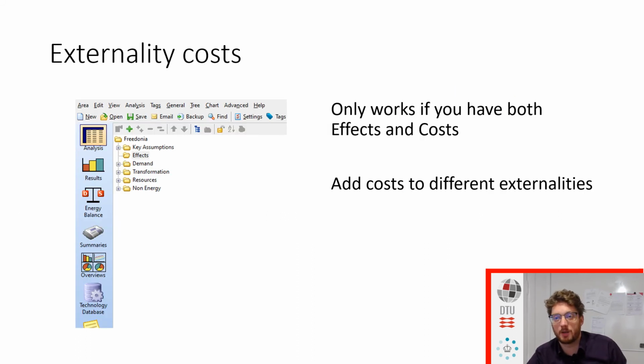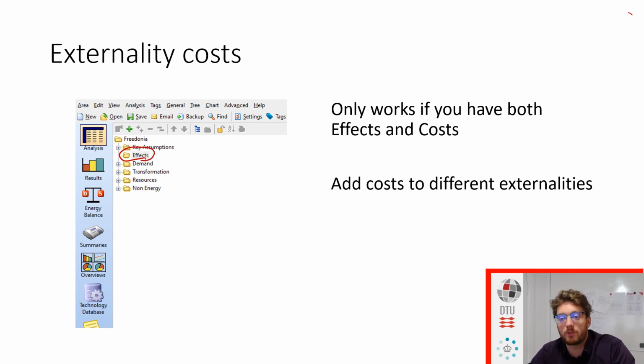Now I wanted to talk a little bit about externality costs, because these are costed differently. The effect, as we saw in a former video in lesson 3, is applied to where we have the pollution happening. That can be in demand, transformation, and resources. That also means we cannot put the cost of the effects in a specific place. So instead, it gets its own little place in our branches up here, in between key assumptions and demand.